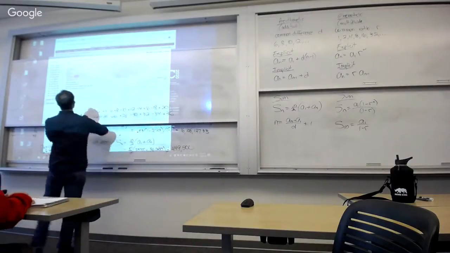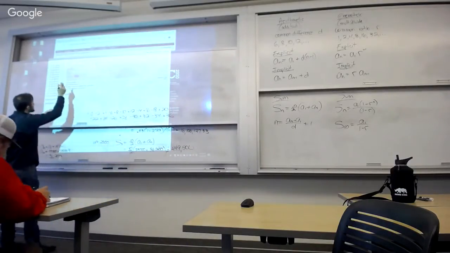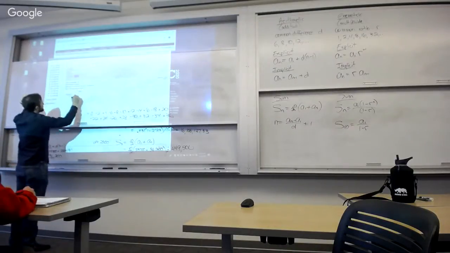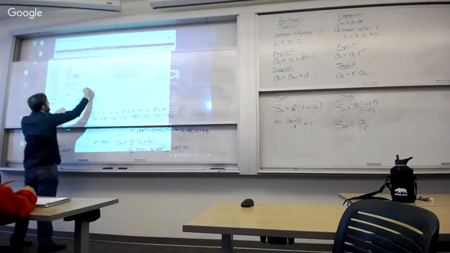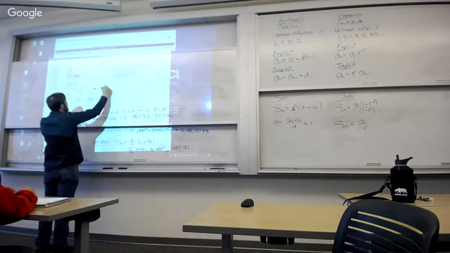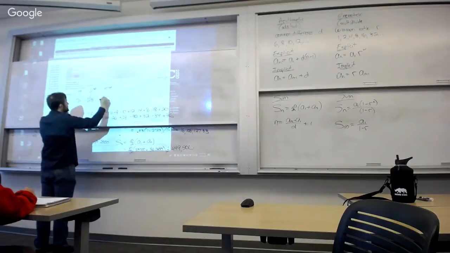Notice, it's almost a factorial problem. It looks a little bit like a factorial problem. Notice now the first term is 1 over 1 times 2. The second term is 1 over 2 times 3. And the third term is 1 over 3 times 4.